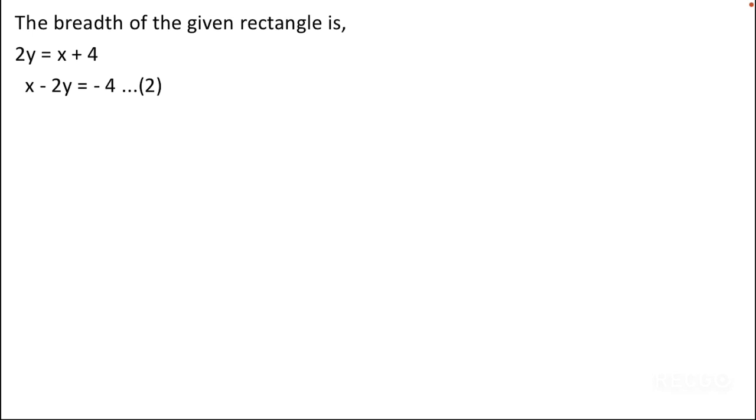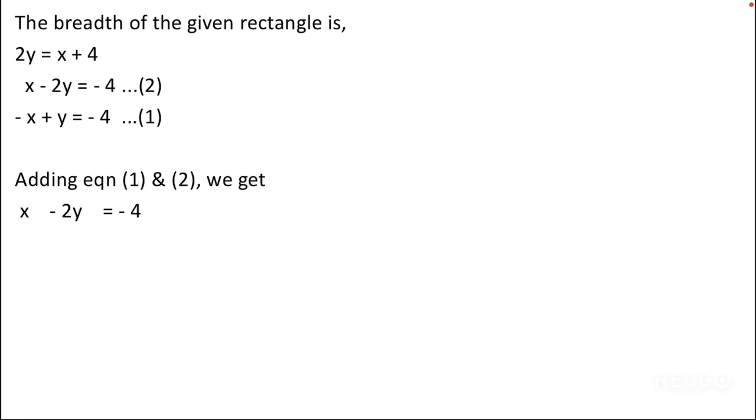So now you can see that we have the second equation as well as the first equation, and by seeing both the equations you can see that there is plus x and minus x. So we will add the two equations. Adding equations 1 and 2, we get x minus 2y is equal to minus 4, and minus x plus y is equal to minus 4. So x minus x will get cancelled, and minus 2y plus y will be minus y, and minus 4 minus 4 will be minus 8. So our y will be equal to 8. So now we got the value of y.